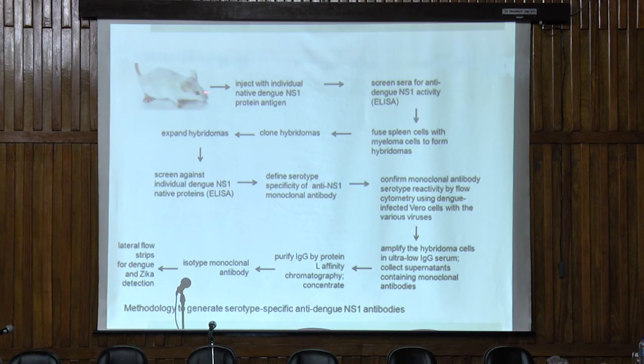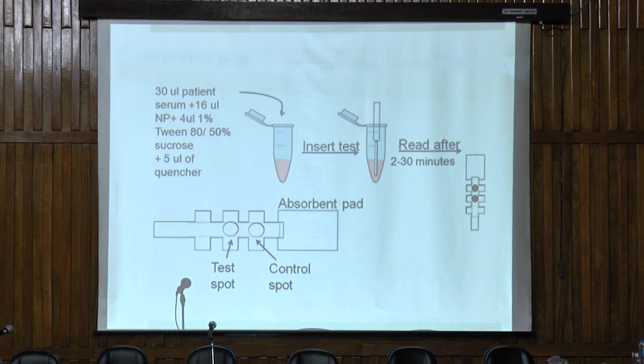A camundongo. And then we end up with a series of screens, and we learned that only 28% of the repertoire is against NS1, and only 2% of that repertoire is specific to each serotype of dengue. So this really stringent screen ends up giving us an antibody that we can use to functionalize the nanoparticle. This is what we call the dipstick, and it consists of putting here one of the antibodies. Here is an anti-mouse so that you can see the test running, and in this part goes the nanoparticle with the other antibody.